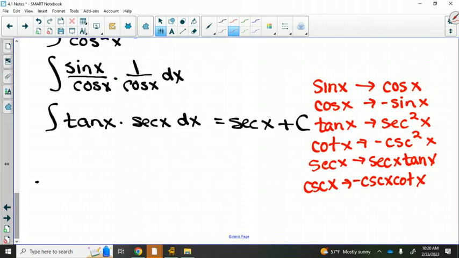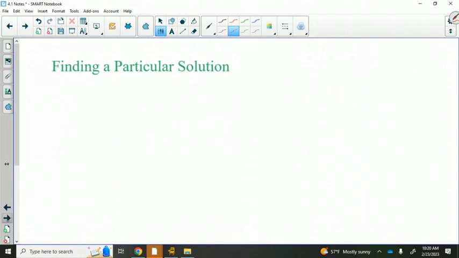Other questions? All right, next topic then. We're going to find a particular solution. So what that means is we're going to have some more info given to us and we're going to be able to figure out what C is. So let's start with this question.